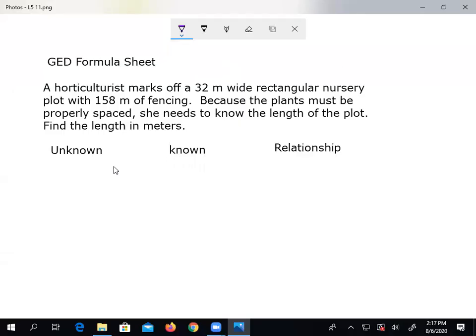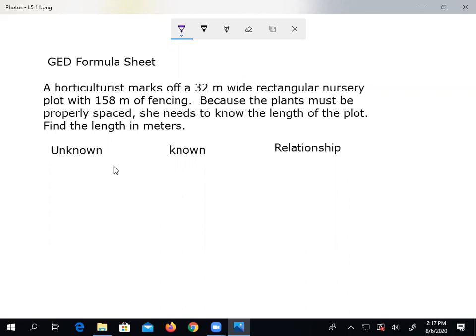On the GED, there's a formula sheet that you'll be given, and I will share that with you as well. There are a lot of geometry formulas on the formula sheet that may be useful to us. So we will come across several applications to solve. In other words, we have some word problems to contend with. So let's look at this word problem here.